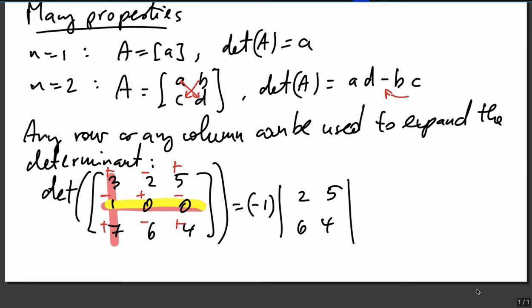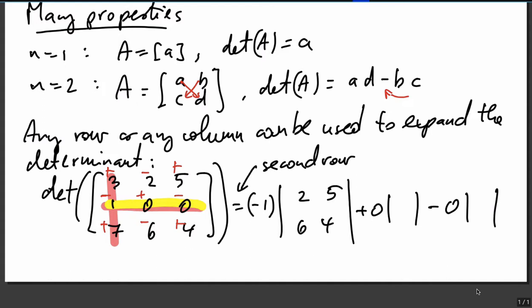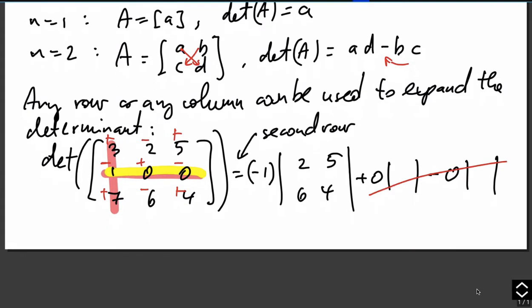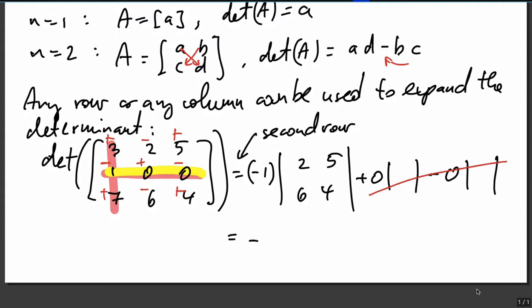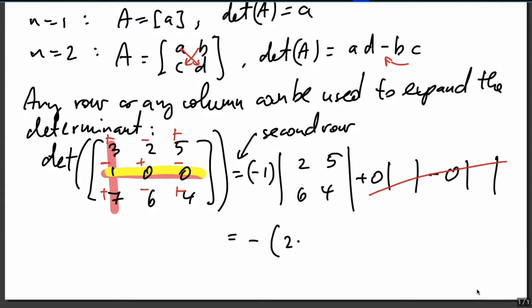And then continuing with the second row, we would have plus 0 times some 2 by 2 determinant minus 0 times a 2 by 2 determinant, but we don't really care what those determinants are since they are multiplied by 0. These cancel out. And in fact, we just have to calculate one submatrix determinant. So this will be minus, and then the cross multiplication 2 times 4 minus 5 times 6. This is 8 minus 30. This is minus 22, so this is plus 22. So using a lot of zeros, we can shorten the calculations.